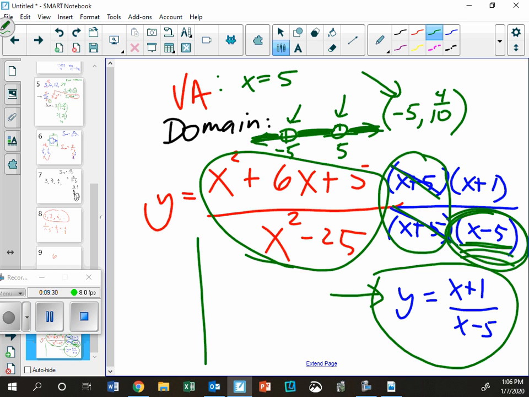Now, I like to make an XY chart and put the hole on it right away, because that's a point that's on the graph. It's actually, weirdly, a point that's not on the graph. It's at negative 5 comma 4/10. There's an empty spot there. So negative 5 comma 4/10 would be like an empty spot right there. Where's the rest of the graph?